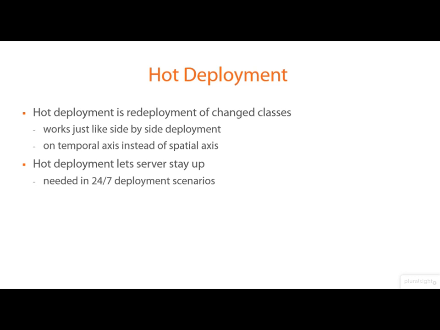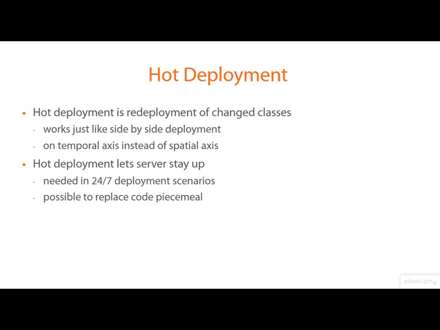So when we have a 24/7 need, we have a server that has to run all the time. We can't bring that server down. Hot deployment lets us keep that server running while making changes, say, during production. And using this technique, as long as we code in a certain way, then we can replace our code piecemeal. So we don't need to replace the entire application.